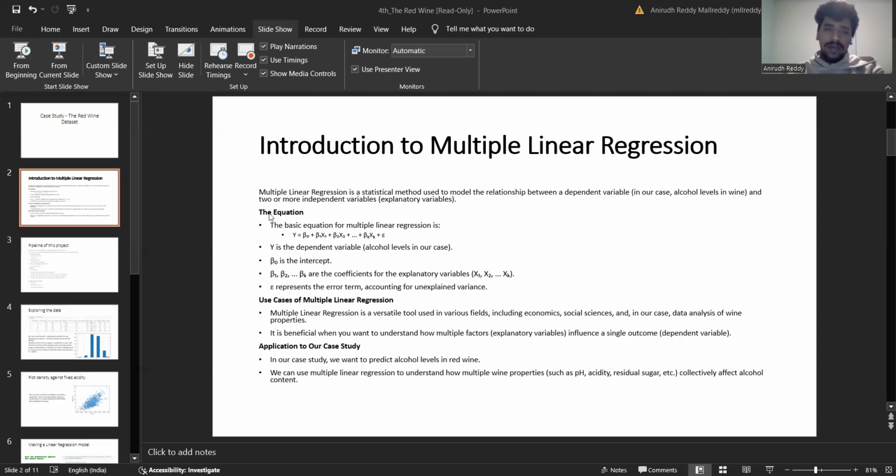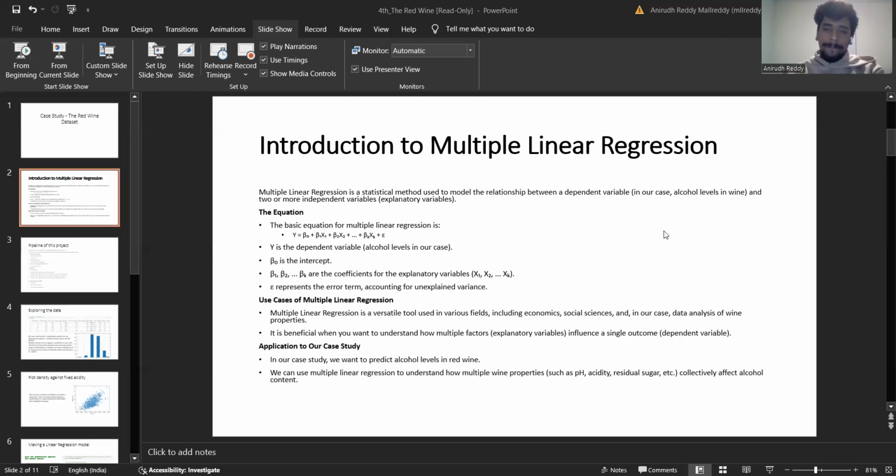And so we'll go with the equation. The basic equation of multiple linear regression is y equals beta naught plus beta 1 x1 plus beta 2 x2 plus and so on up to beta k xk, plus e, which represents an error term. So in this equation, y is the dependent variable, beta naught is the intercept, and beta 1 x1 is an explanatory variable.